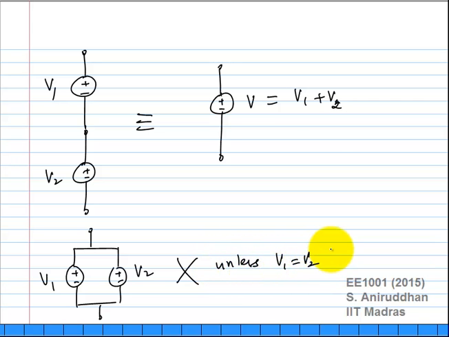Unless V1 equals V2. Of course, if the two voltage values are identical, you can put them in parallel. In that case, what is the equivalent voltage source? That is V1 equal to V2, the same voltage.